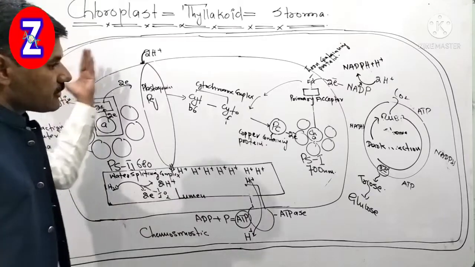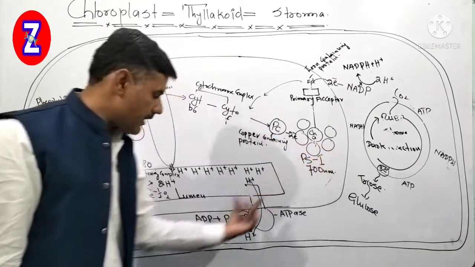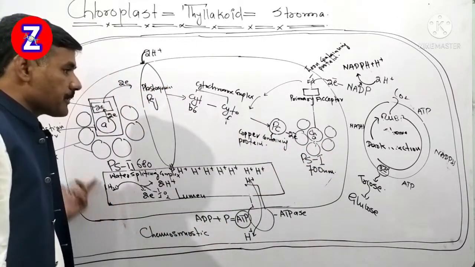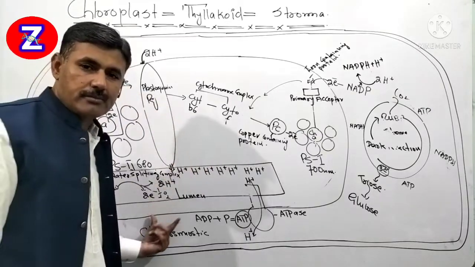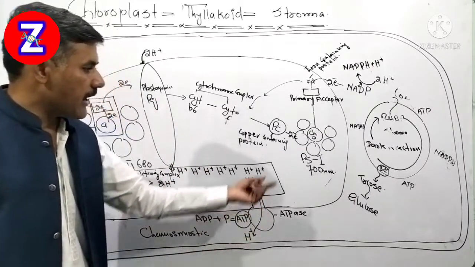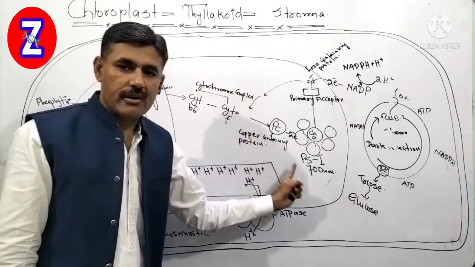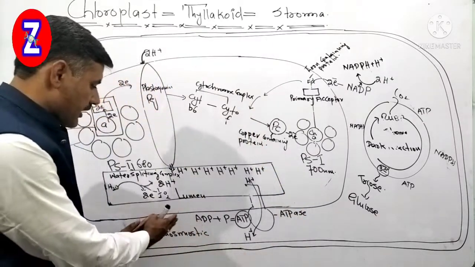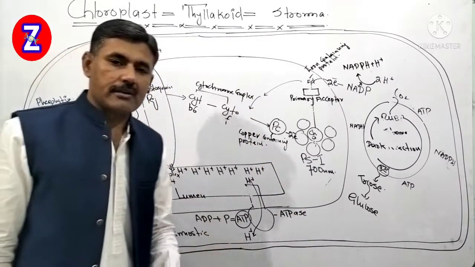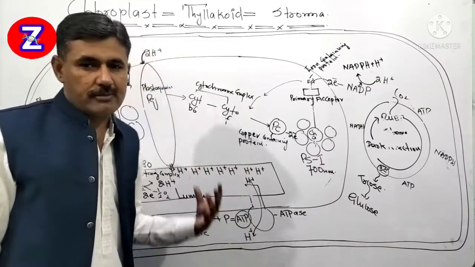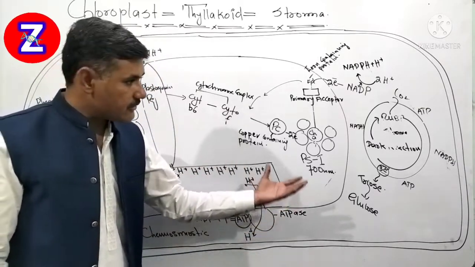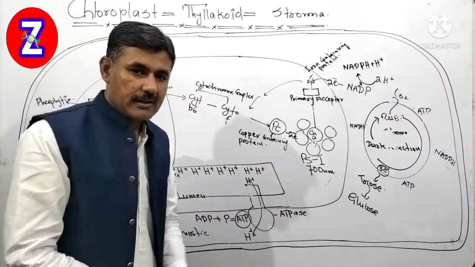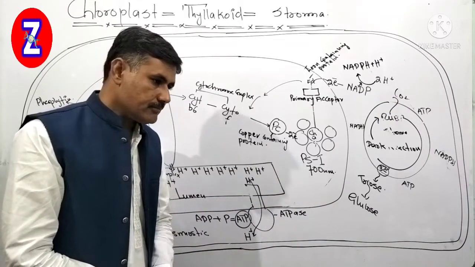If this is a non-cyclic flow of electrons and it forms ATP, it is said to be non-cyclic chemiosmotic photophosphorylation. And if there is a cyclic flow of electrons providing ATP, that would be considered cyclic chemiosmotic photophosphorylation. We are going to study this in detail later.